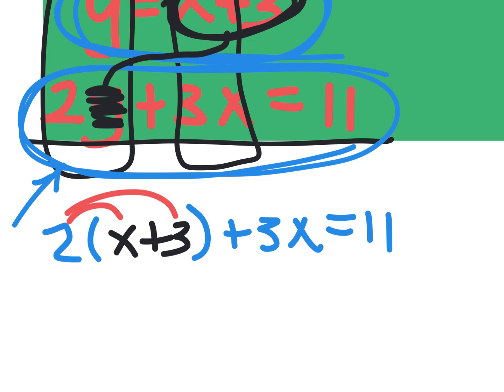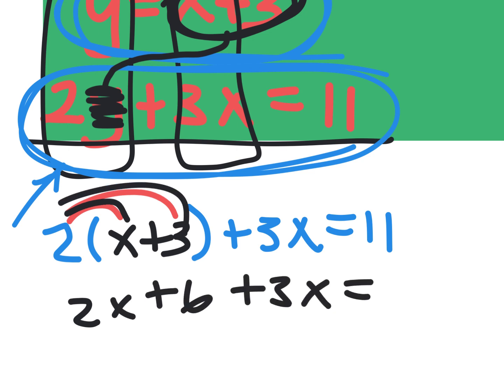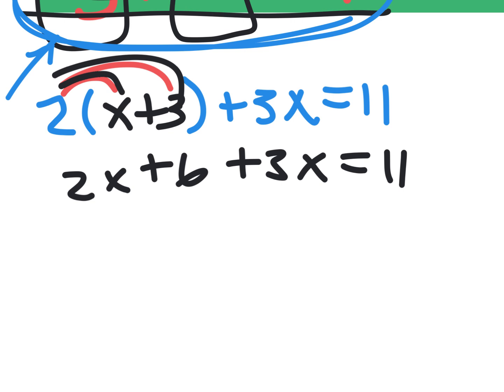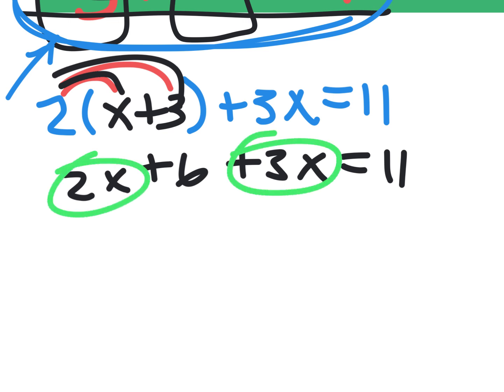Sorry, can you show me what you've done with it? Awesome, thank you. Two times the x, 2x. 2 times the 3, 6. Plus 3x equals 11. What are the two like terms here? 2x and 3x. What do they make? 5x.